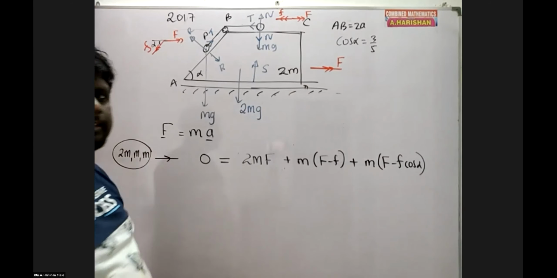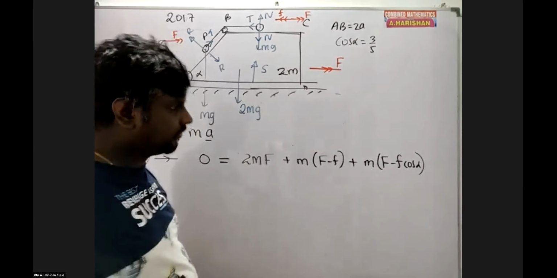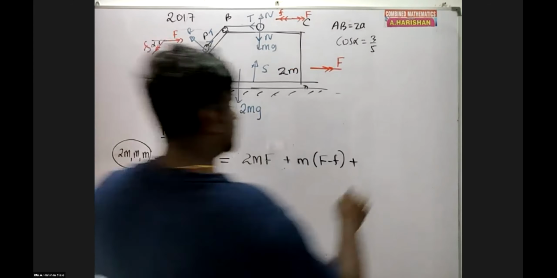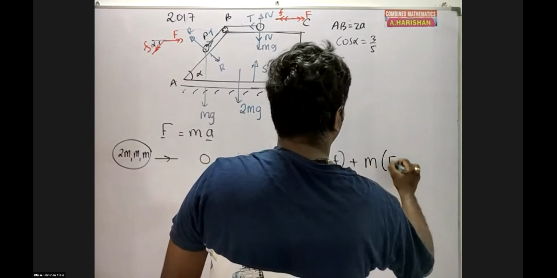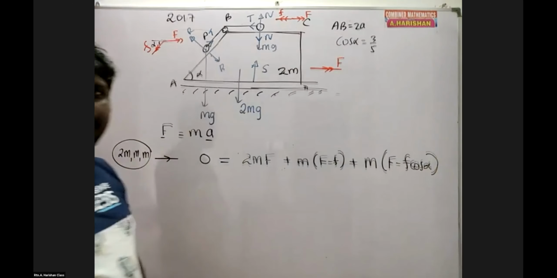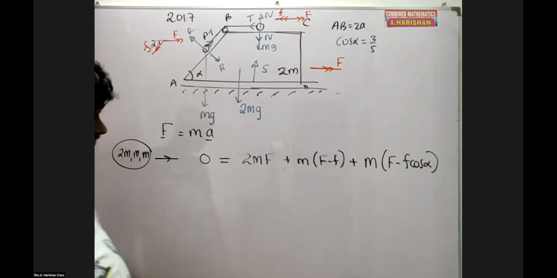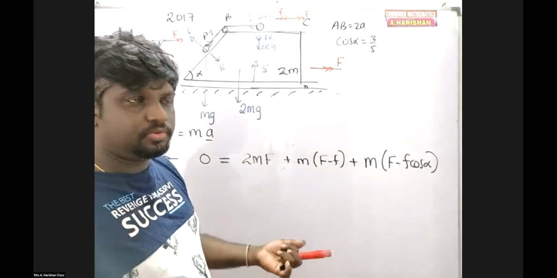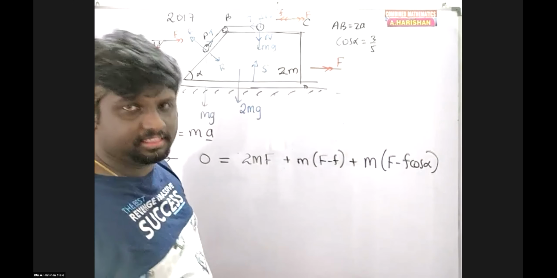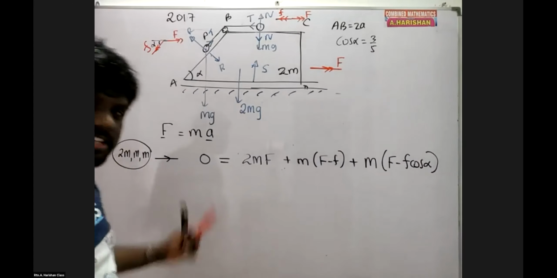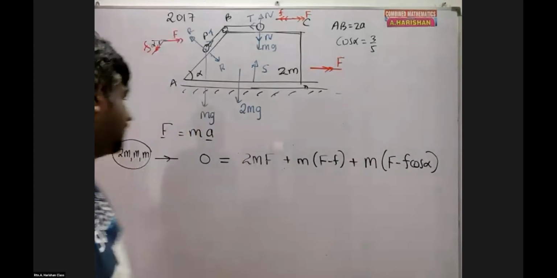Is it clear? M into capital F minus M into capital F minus simple f cos alpha. Right? Okay, so if you write this equation, I think you will get 15 marks for this. I think so, not less than that. Right? Just by writing this equation.